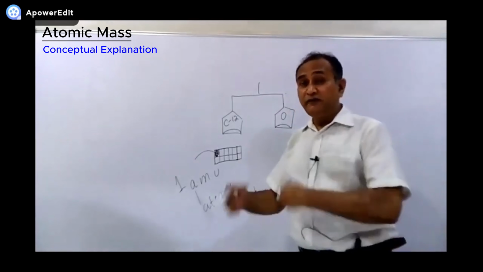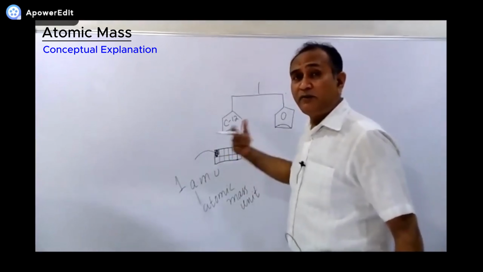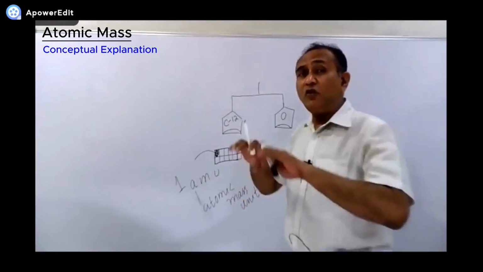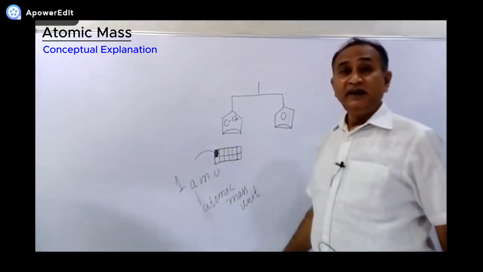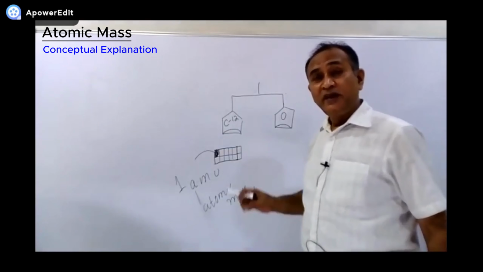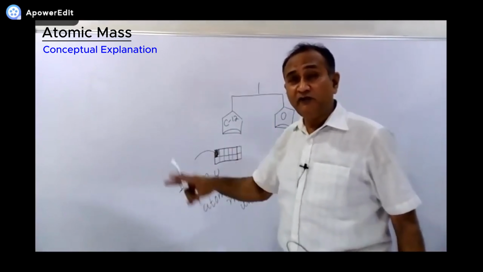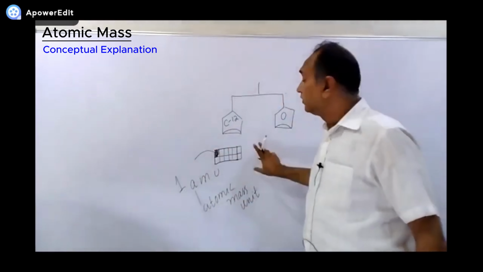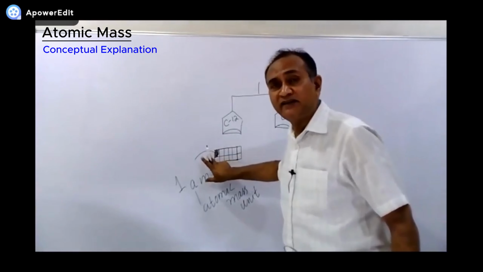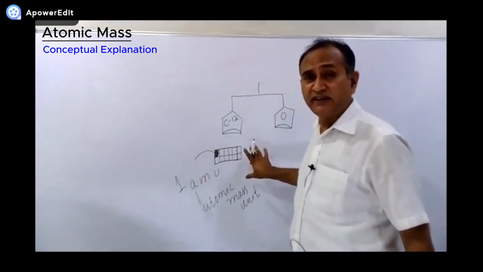So, refreshing, how are they using carbon 12? Instead of using the whole carbon 12, they are using its 12th part. They are comparing the mass of every atom not with the whole carbon, but with only its 12th of the mass. 12th means 1 upon 12 of whatever the mass is.